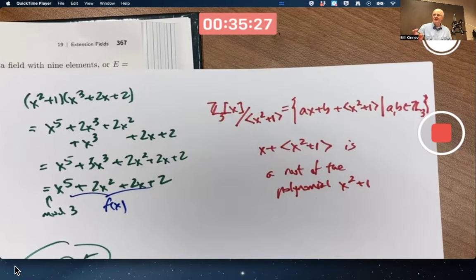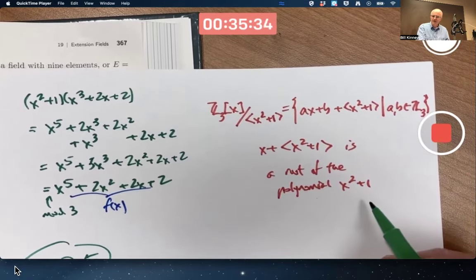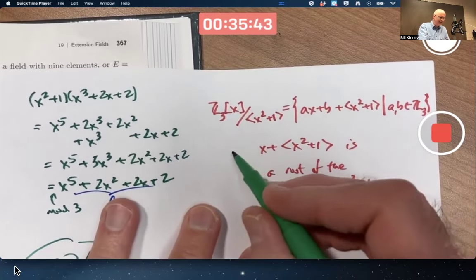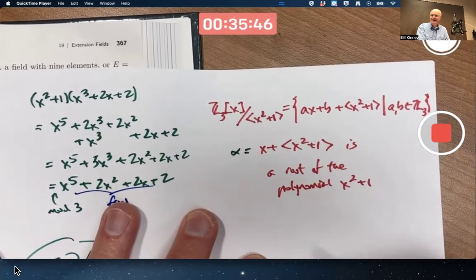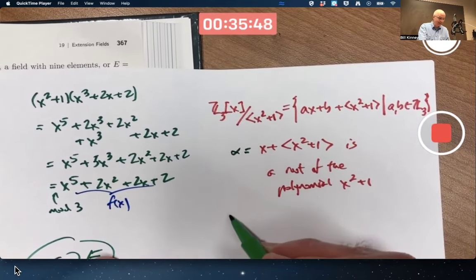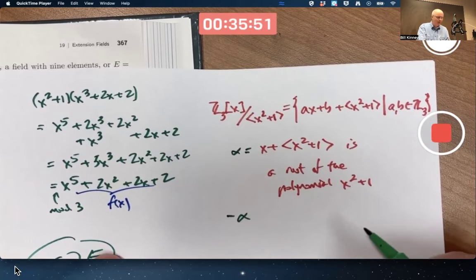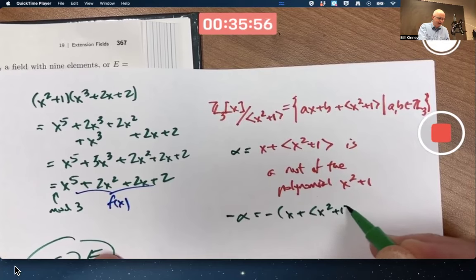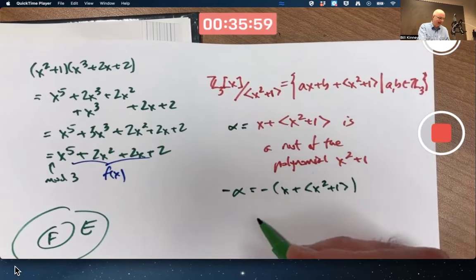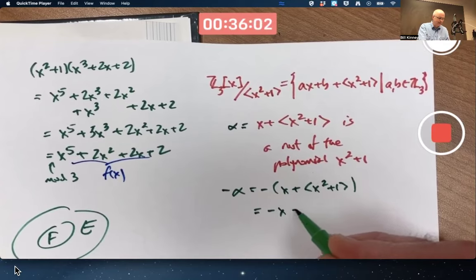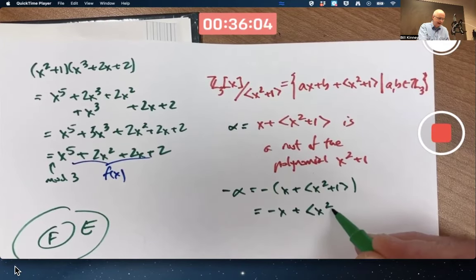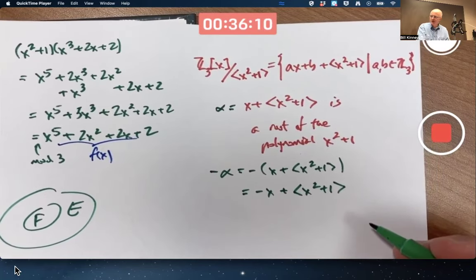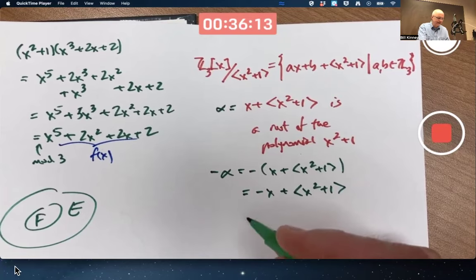You might wonder, if that's a root of the polynomial x squared plus 1, and x squared plus 1 is quadratic, can I find another root of it? If I call this alpha, could I find another root of it? Yeah, negative alpha works. But what's negative alpha? It's that. But what's that? Bring the negative sign through in front in terms of the coset representative. You can keep the ideal as is. It's that, but we should really mod the coefficient by 3. What's negative 1 mod 3? It's 2.